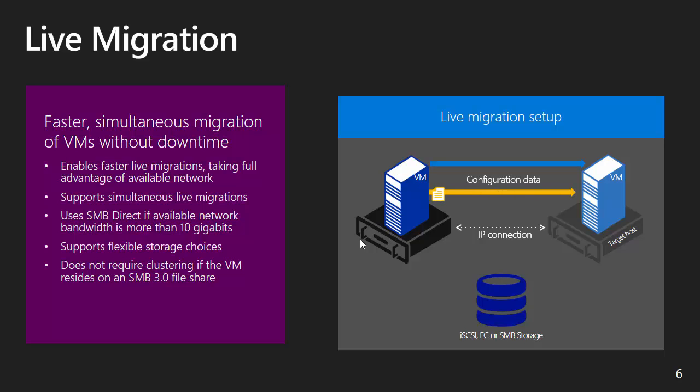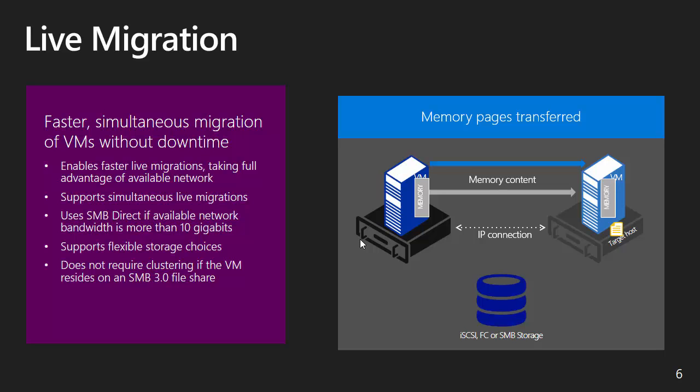So the first thing it does is copy the configuration data across, but then it will start copying across the memory pages and getting everything in sync, so that it can then switch across to start using that target host to run the virtual machine. Now, what you can see here is that there are really three pieces to this solution.